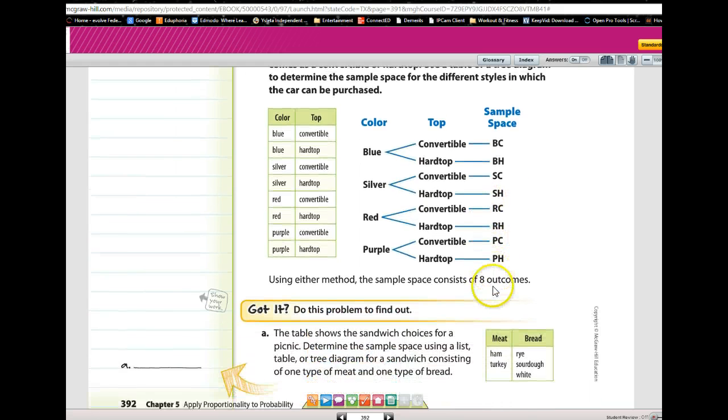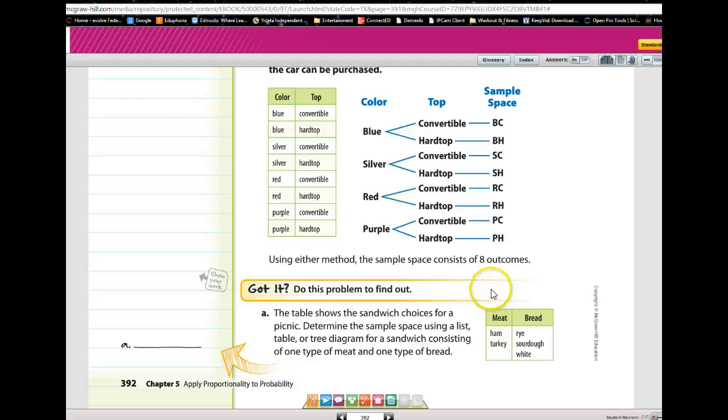Now, our first one is down here on the bottom. It says the table shows the sandwich choices for a picnic. Determine the sample space using a list, table, or tree diagram for a sandwich consisting of one type of meat and one bread. So how many sandwiches can you make, basically, is the question. If you're given two choices of meat and you can only use one at a time, you can't put both on one sandwich, and you can only have one kind of bread. We're not going to be mixing the bread in this case.